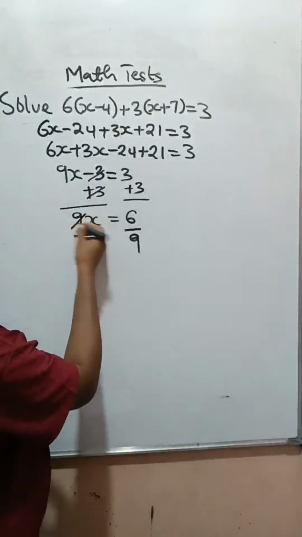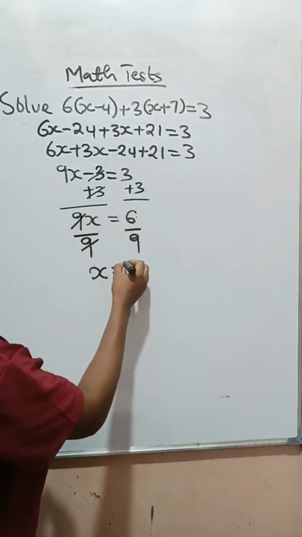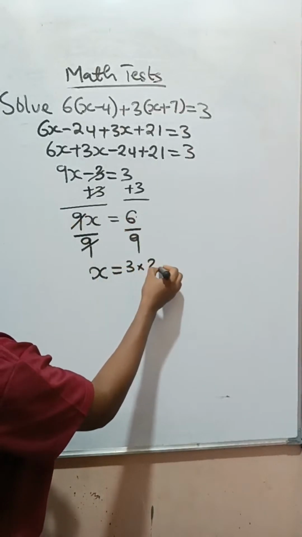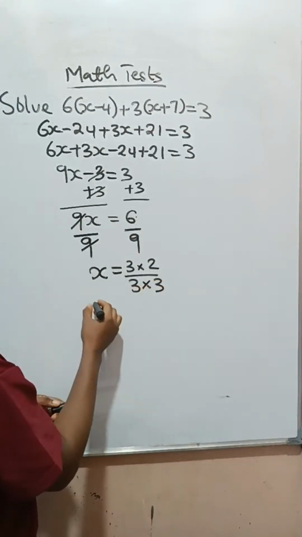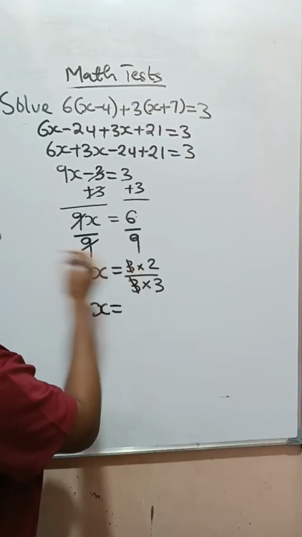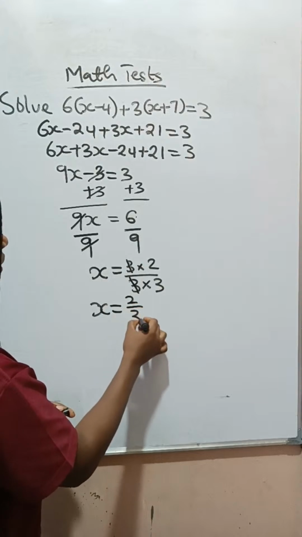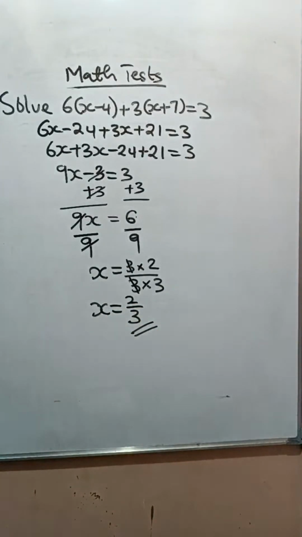Now 9 will divide itself. We have x is equal to, now 6 is same thing as 3 multiplied by 2. And 9 is same thing as 3 multiplied by 3. Therefore, our x will be equal to, 3 will remove itself, and we have 2 over 3. And this becomes the final answer. And that is what most of us got.